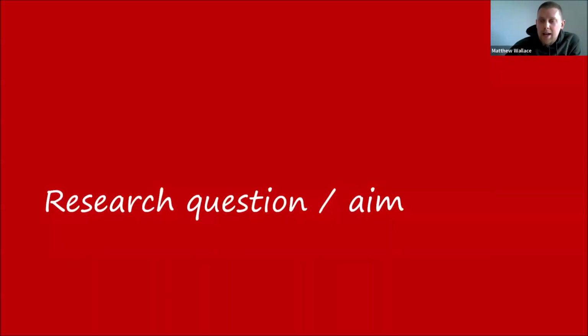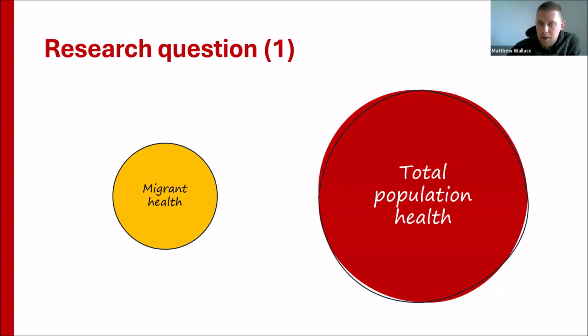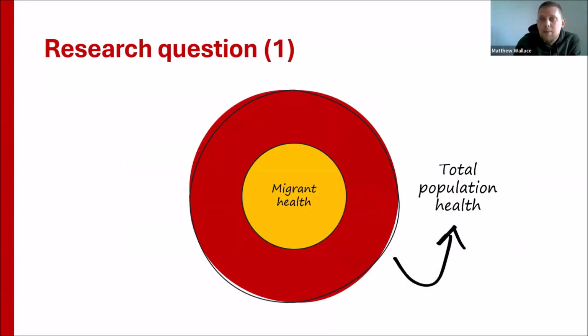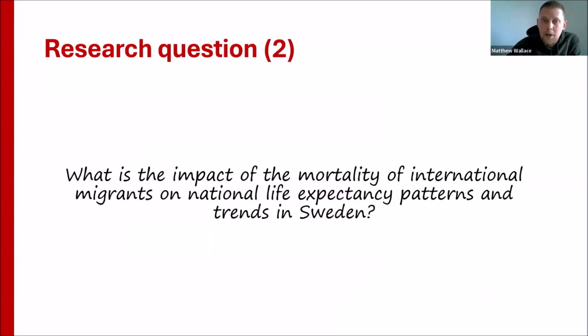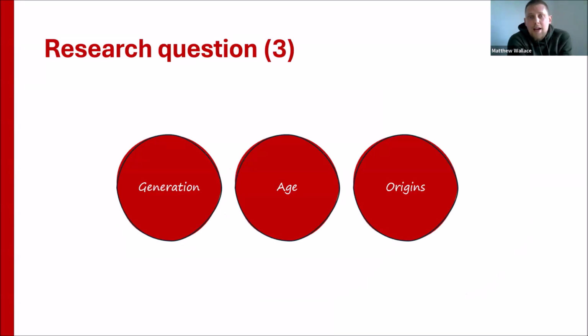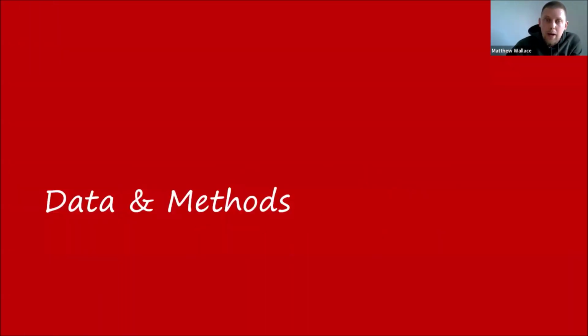So the research question or aim was to take this finding from the previous paper, recontextualize migrant health within the health of the wider population of Sweden, and ask what is the impact of the mortality of international migrants on national life expectancy patterns and trends in Sweden. The idea is that we would do this broadly by generation, so including migrants and their children, by age, through age decompositions, and by migrant origins. I'll say at this point, we also looked at refugee status, and I will cover that briefly when I talk about the origin-specific patterns as well.